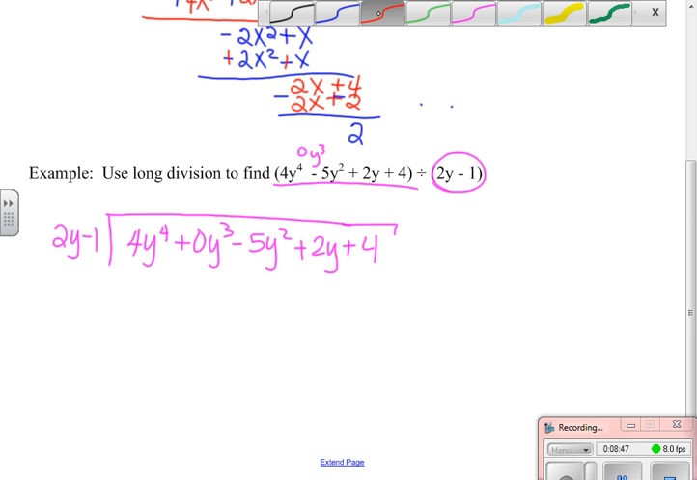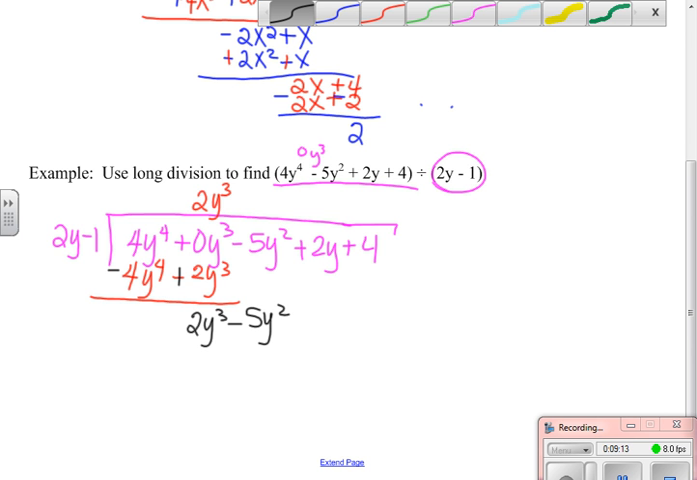So how many times does 2y go into 4y to the fourth? It goes in 2y cubed. Then I do my multiplication, 4y to the fourth. 2y cubed times minus 1 is minus 2y cubed. But when I subtract, my signs switch. And so I have 2y cubed minus 5y squared. Bring down the next term.